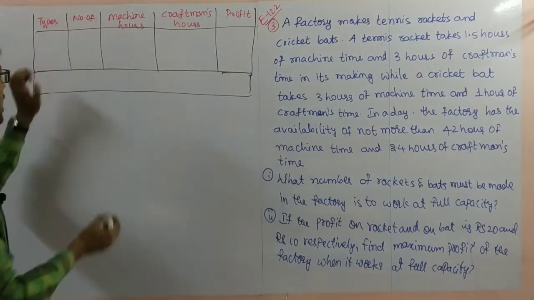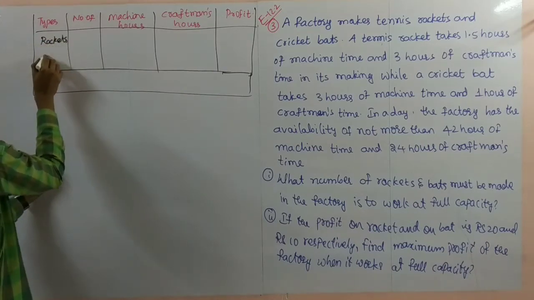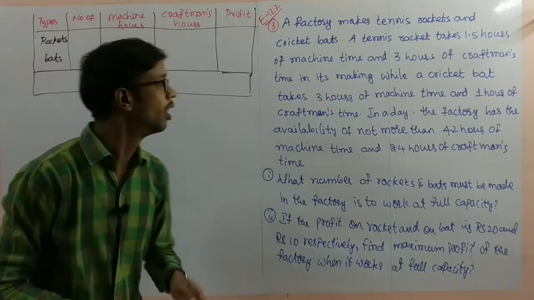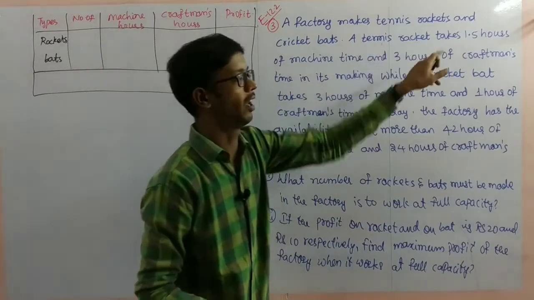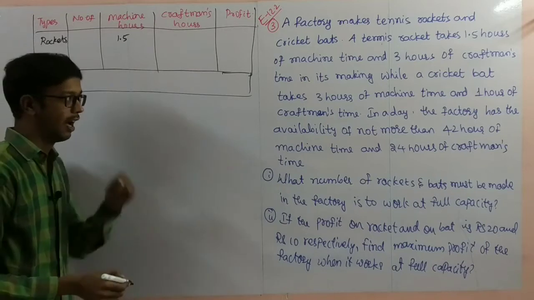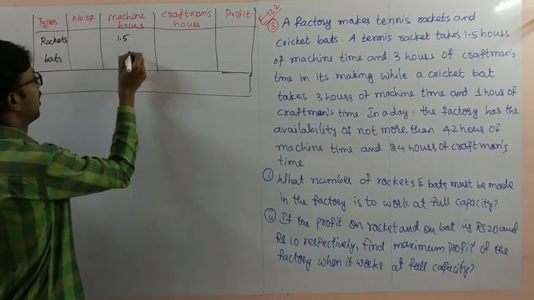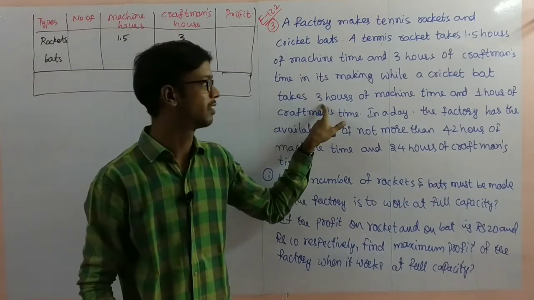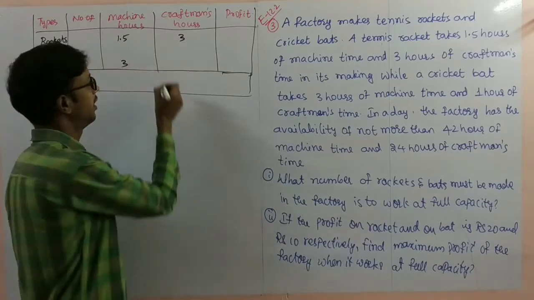Now, types: rackets and bats, cricket bats. I am writing rackets and bats here. Next, machine hours: for a racket 1.5 hours, and 3 hours of craftsman. Next, for making a bat, 3 machine hours, and craftsman is 1 hour.